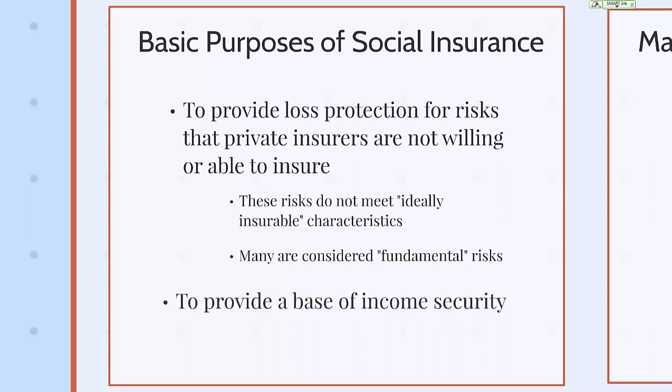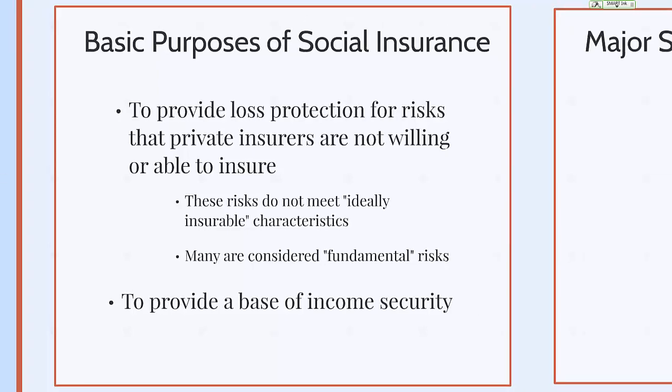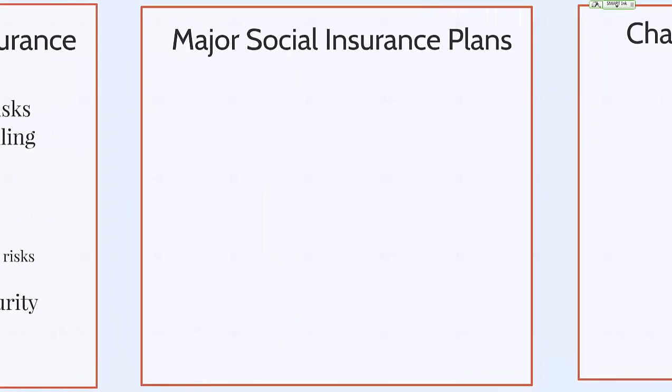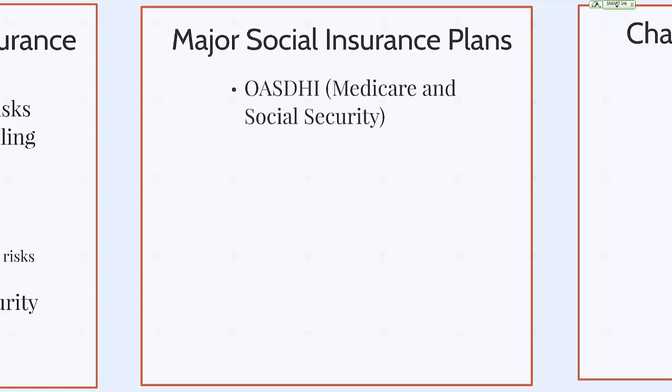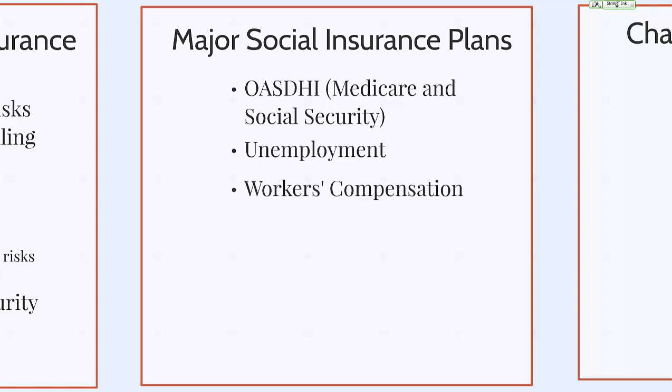Additionally, one of the purposes of social insurance is to provide a base of income security, meaning that every American should have a certain amount of income to live on. Now let's look at major social insurance plans. First, OASDHI, which you probably know as Medicare and Social Security, then unemployment insurance, and workers' compensation.